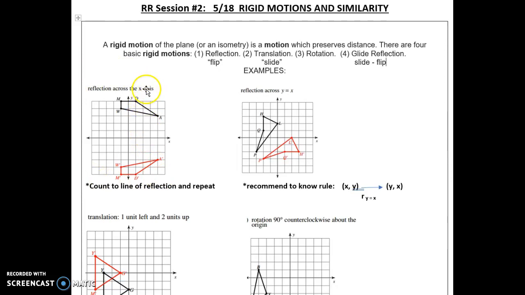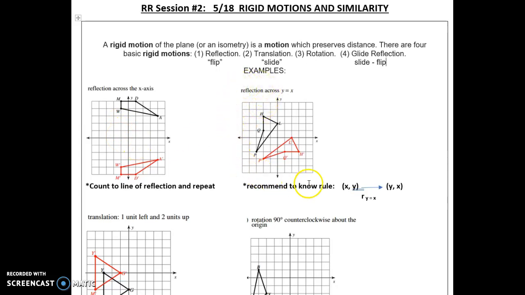Also, a reflection in, say, the line Y equals 2. The line Y equals 2 would be here, so you would count to that reflection line, 1, 2, and you would repeat, 1, 2. There is a reflection that's a little bit more challenging.